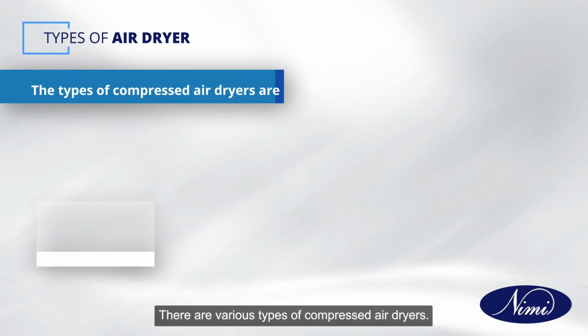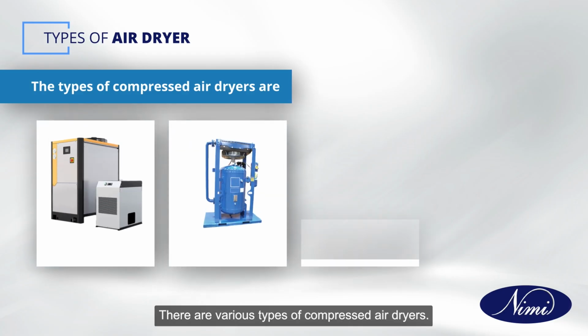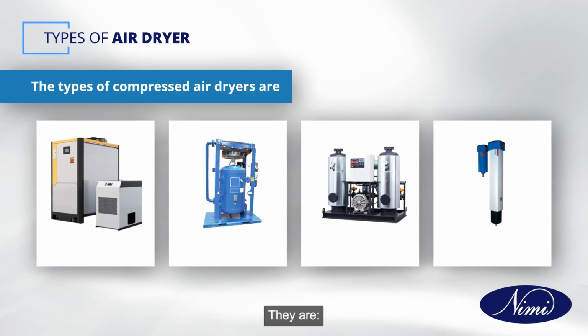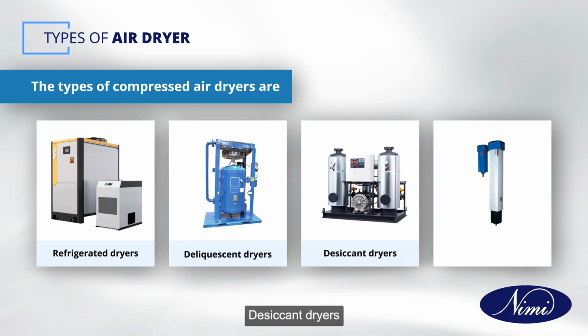There are various types of compressed air dryers. Their performance characteristics are typically defined by the dew point. They are refrigerated dryers, deliquescent dryers, desiccant dryers, and membrane dryers.